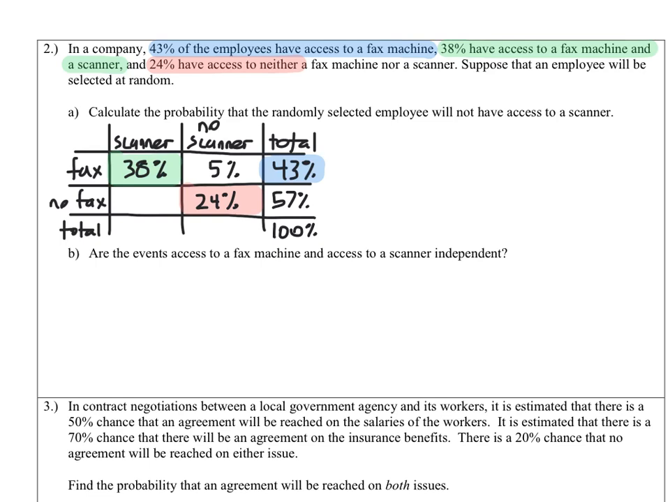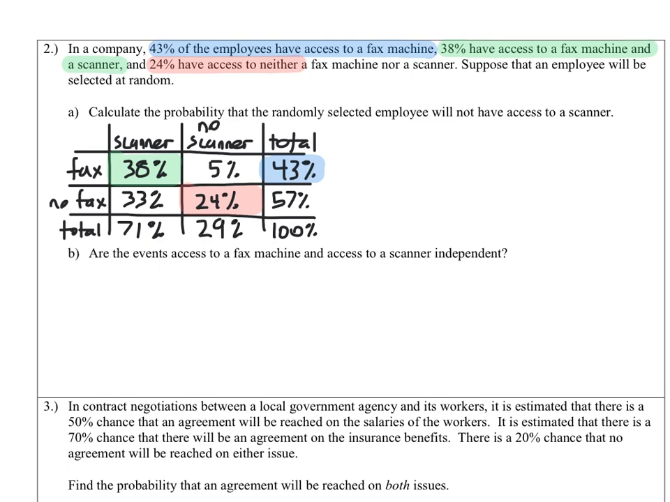57% do not have access to a fax machine. Minus 24% who do not have access to a scanner means that 33% have access to a scanner but not a fax machine. And then if I'm going down, I want the total, so I add those numbers together. 38 plus 33 is 71%, and 5 plus 24 is 29%.